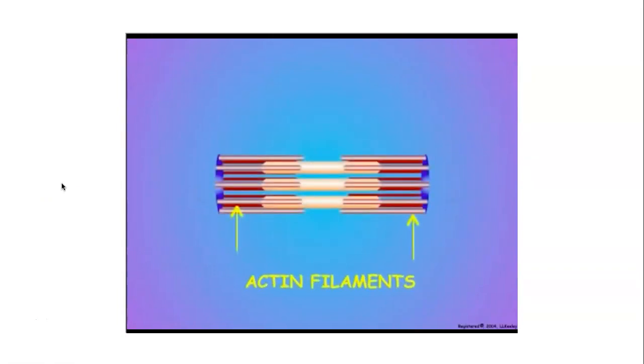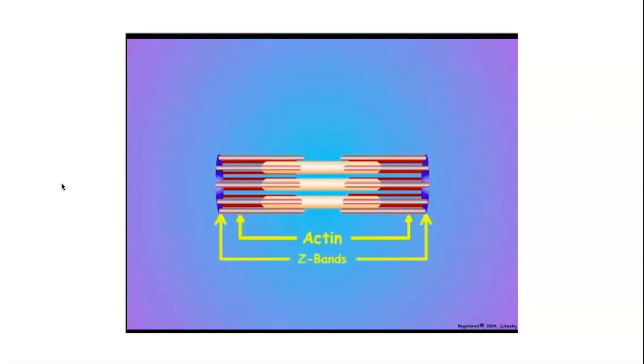The repeated pattern of the sarcomere results from the arrangement within the myofibrils of two major proteins, actin and myosin. There are the myosin filaments, the thicker, and the thinner are going to be the actin filaments. Actin is a fibrous protein attached to the Z bands that are protein plates at each end of the sarcomere.